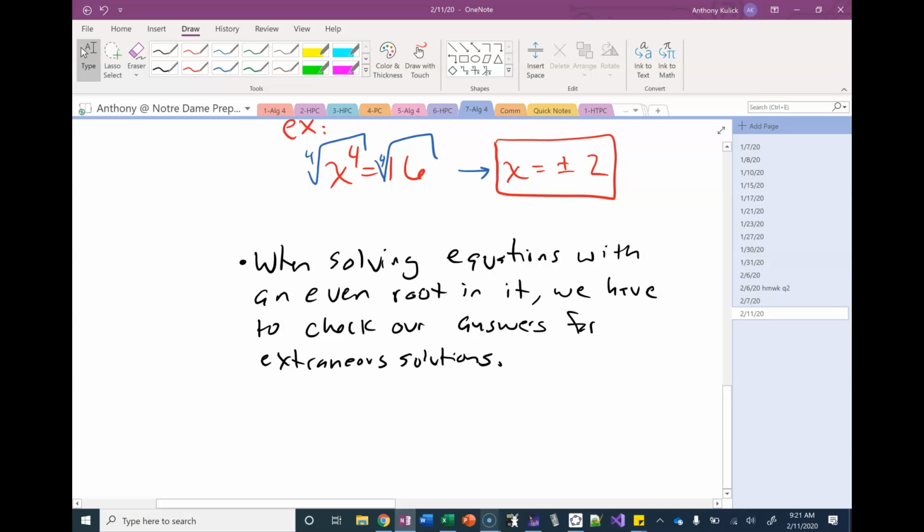So the second item is that when we're solving an equation that includes an even root, we have to make sure that we're checking our answers for extraneous solutions, as those can occur when there's an even root in the original problem. And we'll look at some examples, not today of this happening, but later on we'll see some examples where that can happen.